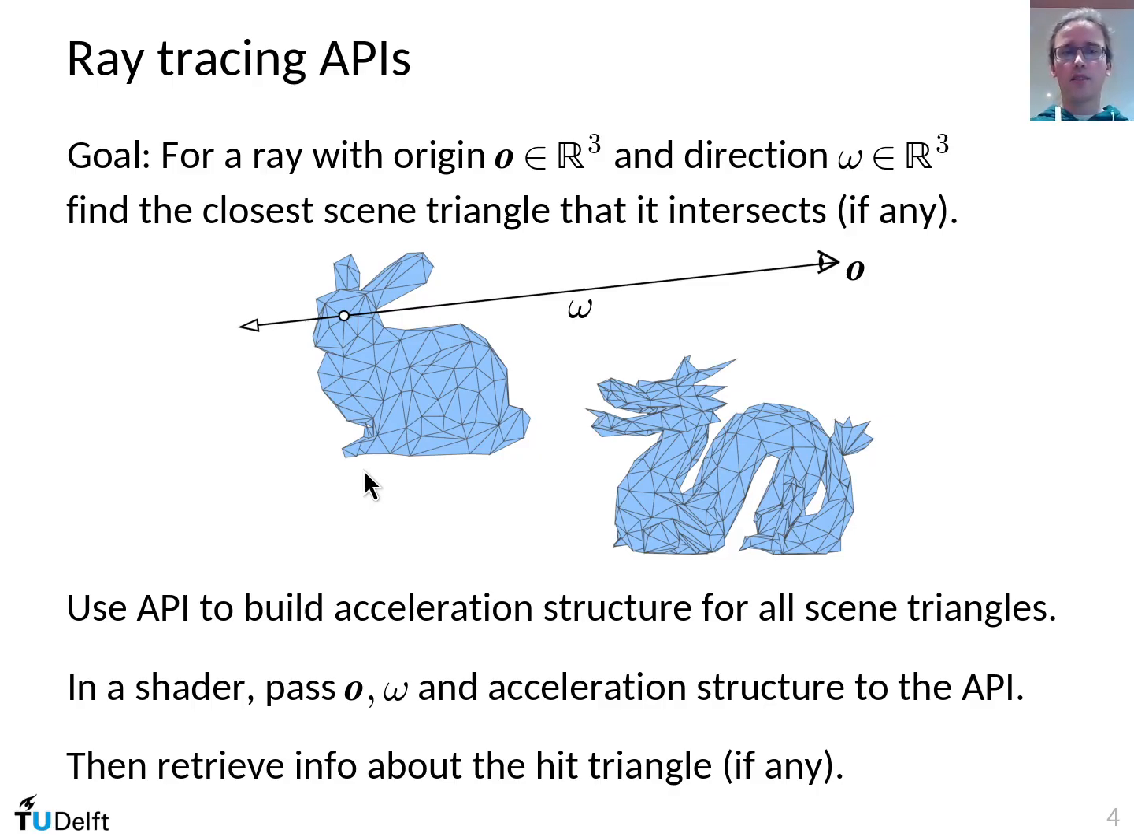And then in a shader, this can be a fragment shader or compute shader, or you can use some of the new shader types introduced for ray tracing, such as ray generation shaders. So basically this is available in all types of shaders. In the shader, you can pass a specification of a ray in terms of ray origin and ray direction, and a handle for an acceleration structure to a trace ray function. And then once that terminates, you can retrieve information about the hit triangle, if there was a hit triangle, or if there was no hit triangle, you can just get the information that nothing was hit.